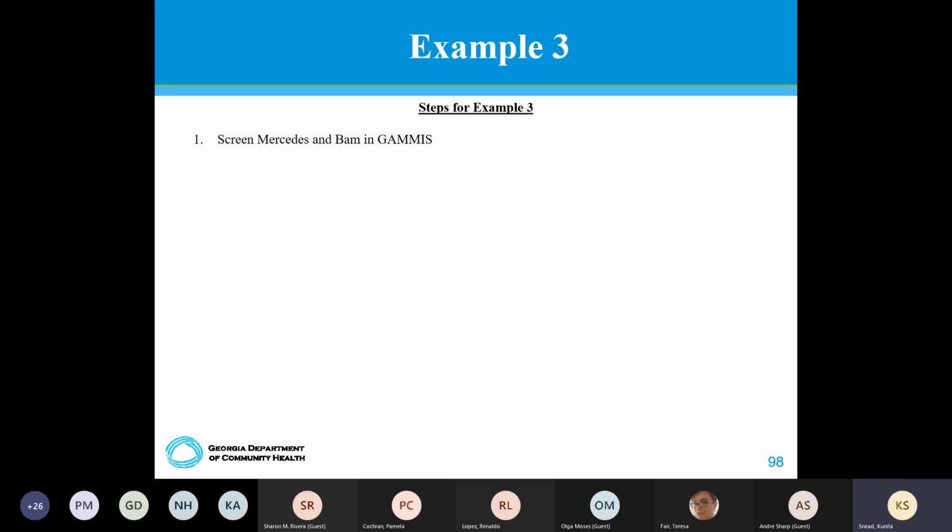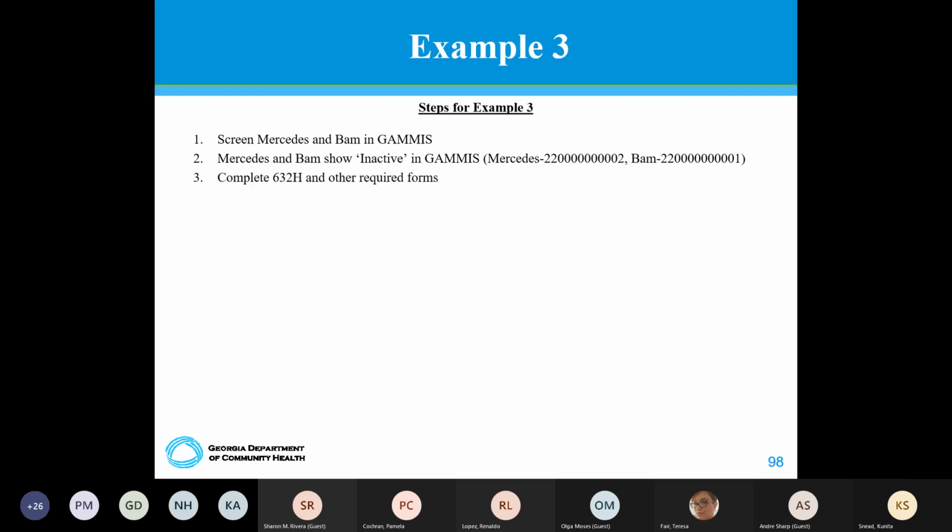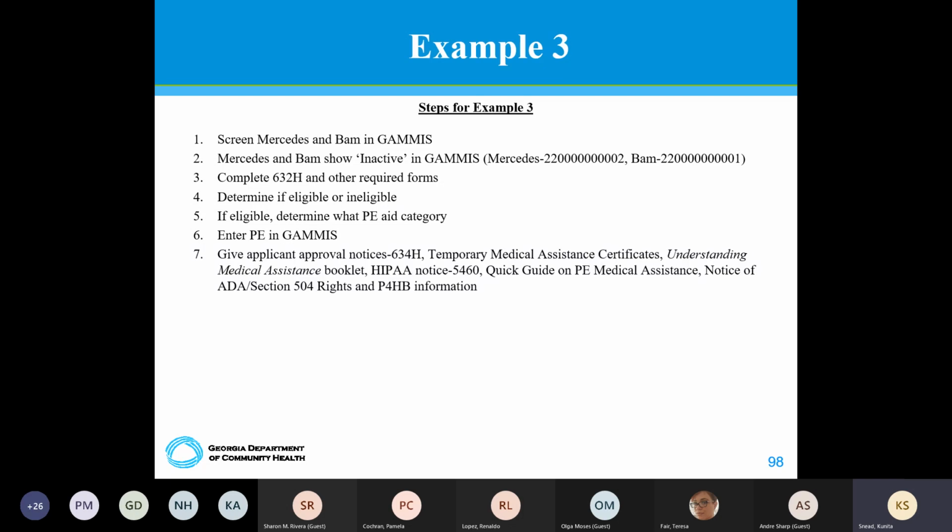So let's go through our step-by-step process. We're going to screen both Mercedes and Bam in GAMMIS. It shows they're inactive, but it gave us their Medicaid ID number. If you want to write those numbers down, you can. We're going to complete the 632H and all the required forms and make a determination to see if they're going to be eligible or not. If eligible, we're going to determine what aid category and enter that information into GAMMIS.